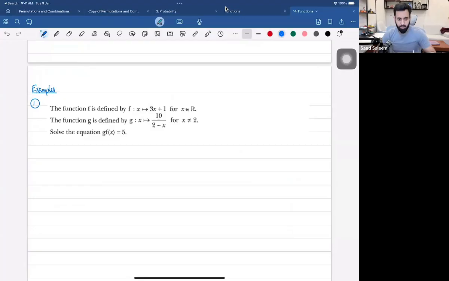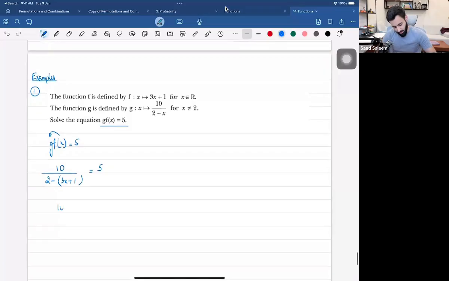Now, g of f of x equals to 5. So first thing we have to do is find out g of f of x, and then obviously we're going to equate it to 5. So this is the question, g of f of x equals to 5. G of f of x means that we're going to plug in function f in function g. So make these arrows to help you decide which function you're going to plug into which function. So g of f of x means that 10 upon 2 minus, now in place of x, you will have 3x plus 1. And what's this equal to? This is equal to 5. Okay.